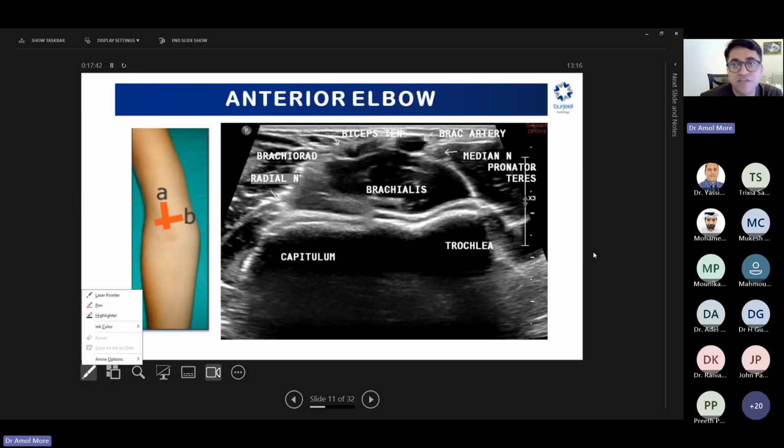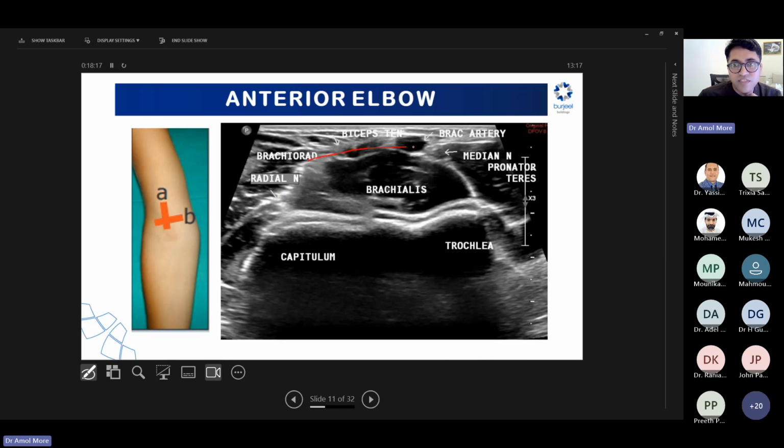This image will be seen when we keep our probe along the anterior aspect of the elbow, and these are the various structures. This is the lateral aspect of the distal end of the humerus, which is nothing but the capitulum. This is the medial aspect of the distal end of the humerus, which is the trochlea. And you can see the nicely looking hypoechoic structure adjacent to this bony outline, which is nothing but your hyaline cartilage.